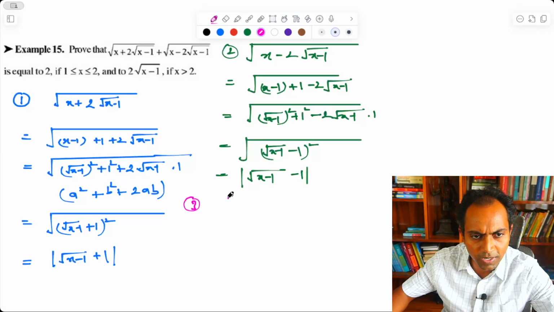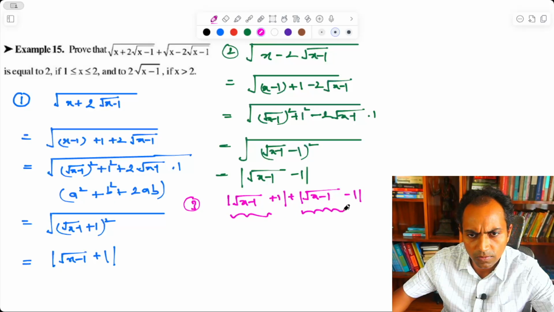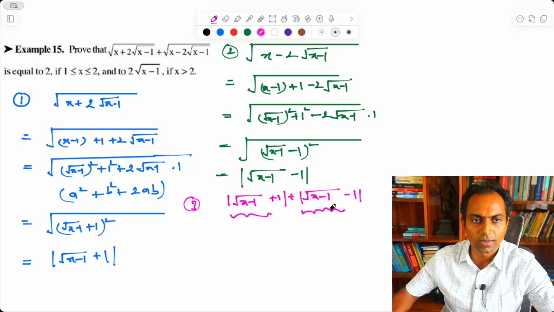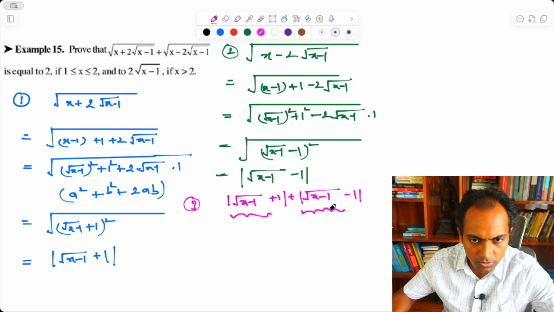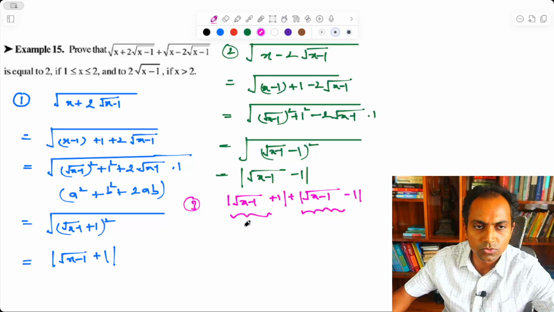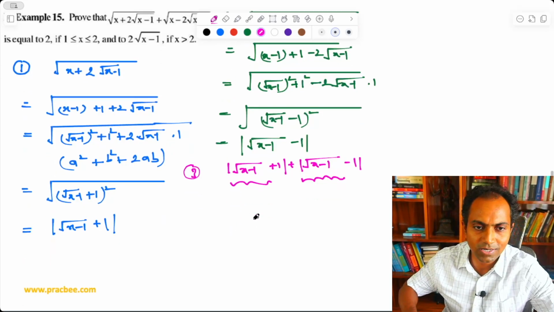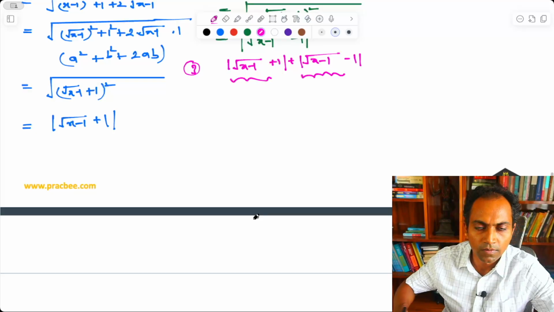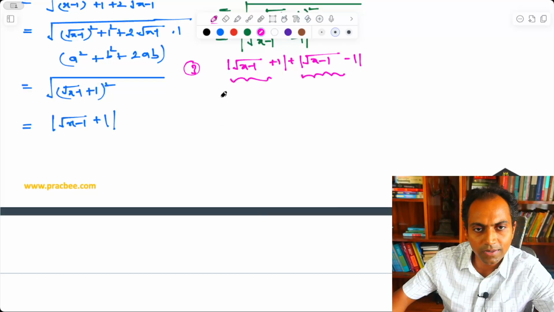So the first part became equal to mod of root of x minus 1 plus 1 modulus, and then the second part became root of x minus 1 minus 1 modulus. You can see that there are two parts now, and now we can use the idea that we were earlier talking about. Now this can have two different values. One is the minimum value, another is going to be the maximum value. So now here you can understand it in a very simple manner. Once you have done it till here, we can interpret it two ways.